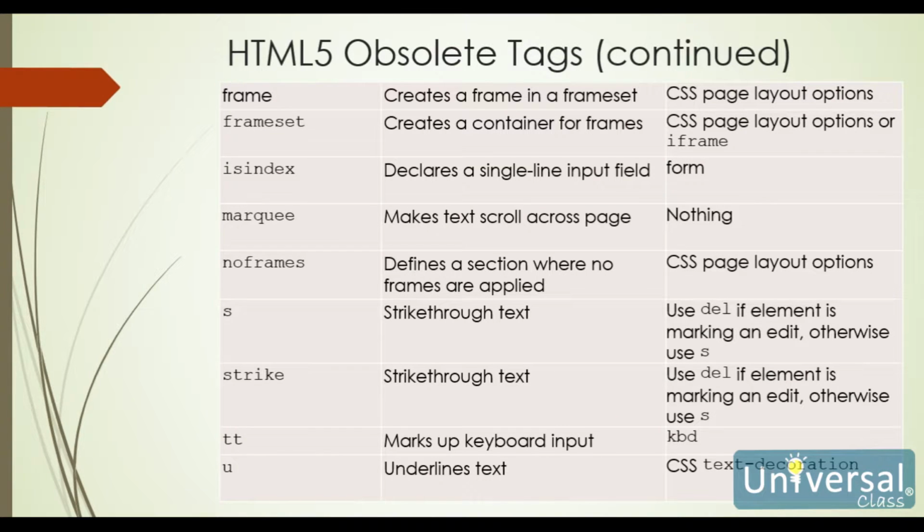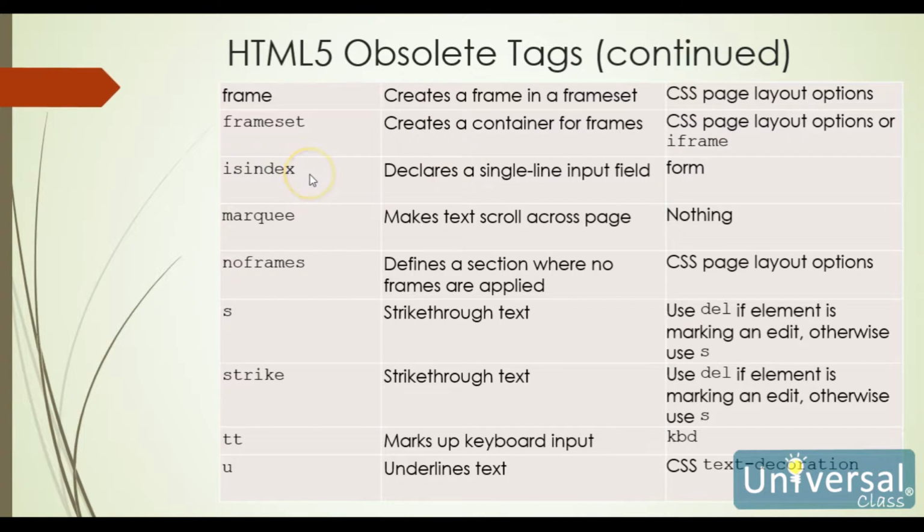Some other obsolete tags are the frame set. Now what the frame set was is it declared an area for a frame, and what a frame was a way to break up my page so that it actually would pull in multiple HTML documents, and I could have things like my links on the left side, I could have my body on the right side, I could have a header up above. And now that we have CSS, frames have gone away, and we should be using CSS, or if we have to, use an iframe.